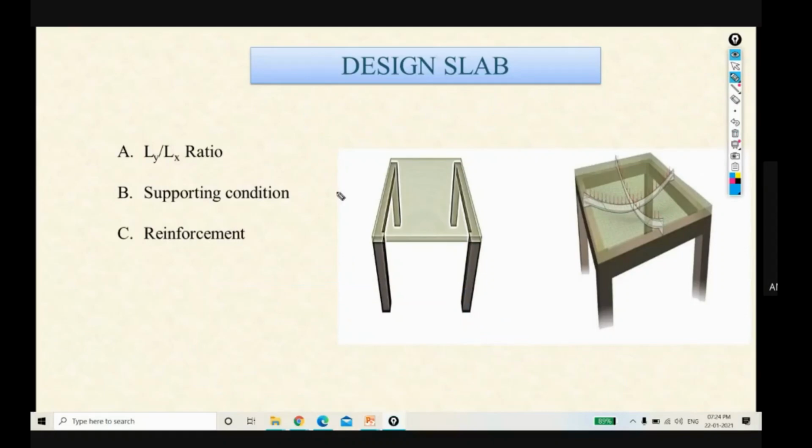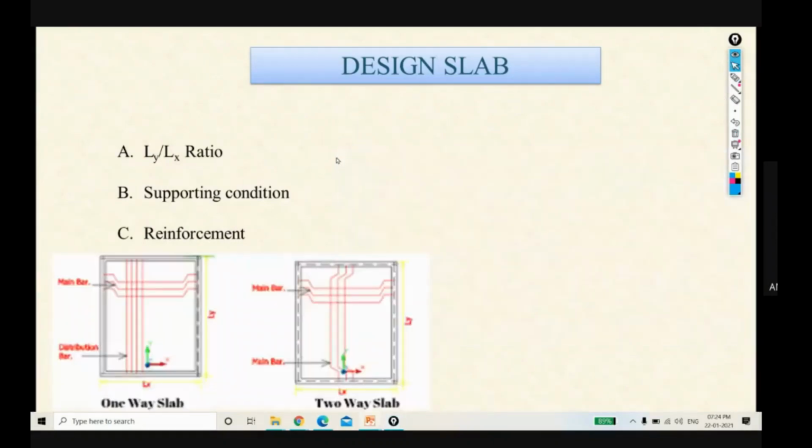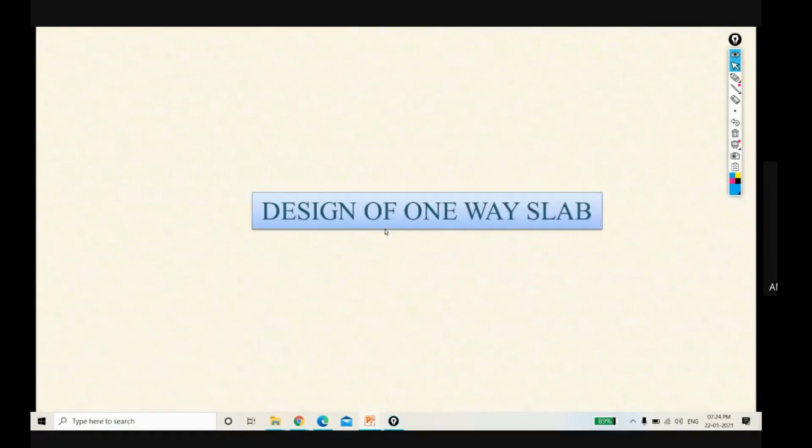Okay, so these are the basic points regarding the slab. Now we will proceed to the design of the slab. First we will see the design of a one way slab. Now see, if you focus on the design steps, or what is the aim to design a slab? To calculate the reinforcement, correct?